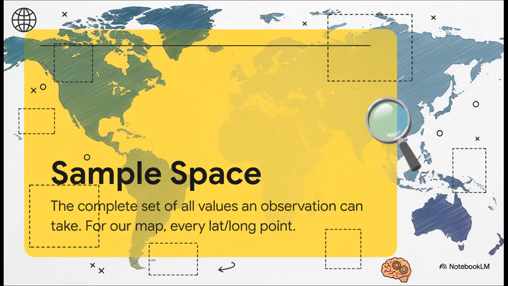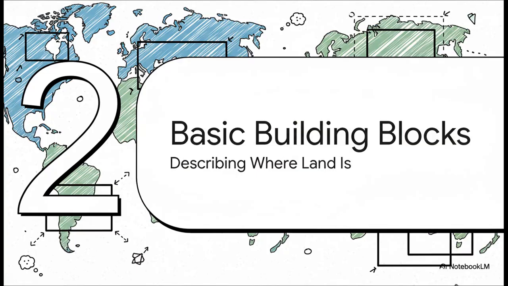For our map model, the sample space is every single point of latitude and longitude on the globe. A point in Tokyo is in the sample space, so is a random point in the middle of the Atlantic Ocean. They're all valid possibilities. Okay, so we've defined the boundaries of our world. We have our map. Now, how do we start describing the interesting stuff, the actual continents that exist inside it?